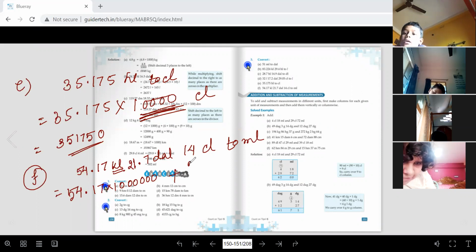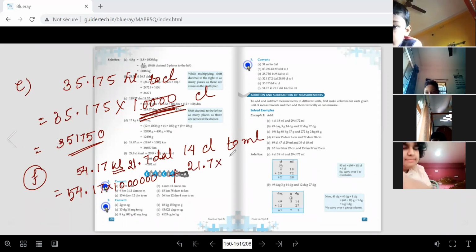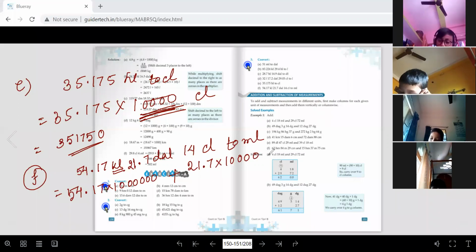Yes, ma'am. Okay. Now 21.7 decaliter to milliliter, right? Yes or no? Ma'am. So how many zeros will be there? 1,000. Yes, ma'am. Okay, now 14 centiliter, say. Ma'am, by 10. Yes, ma'am. I think there will be 6 zeros.